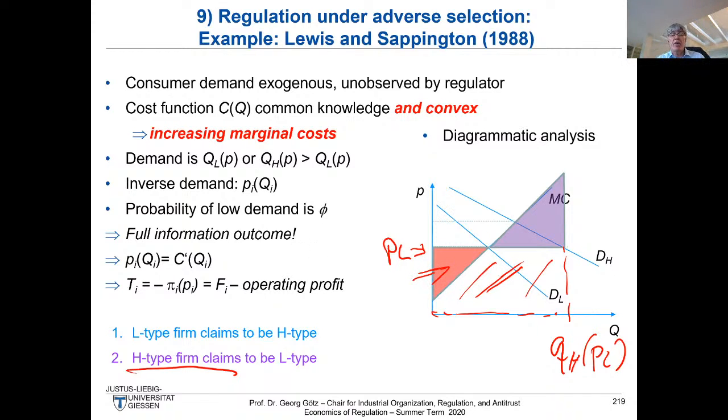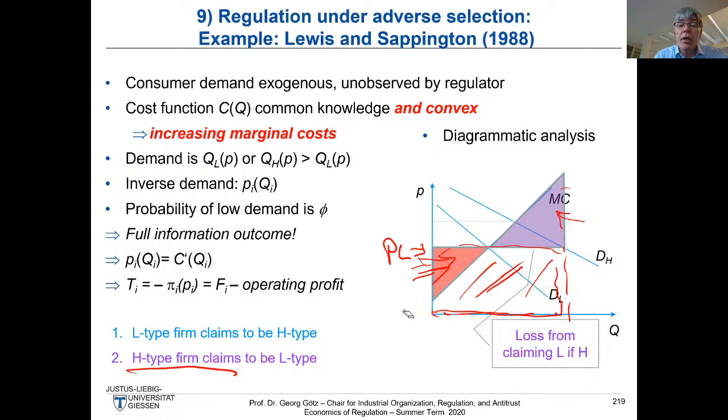Excuse me, it would have to pay this red area, as this is operating profit, and then it would in addition have this loss. This is now a loss because these are costs. Marginal costs are way above the price, and our revenue is just this rectangle here. Our costs are the area below this, and I further have to pay the red area, not rectangle, but triangle, and what I have here is a huge loss from claiming to be L if I'm really a high type.